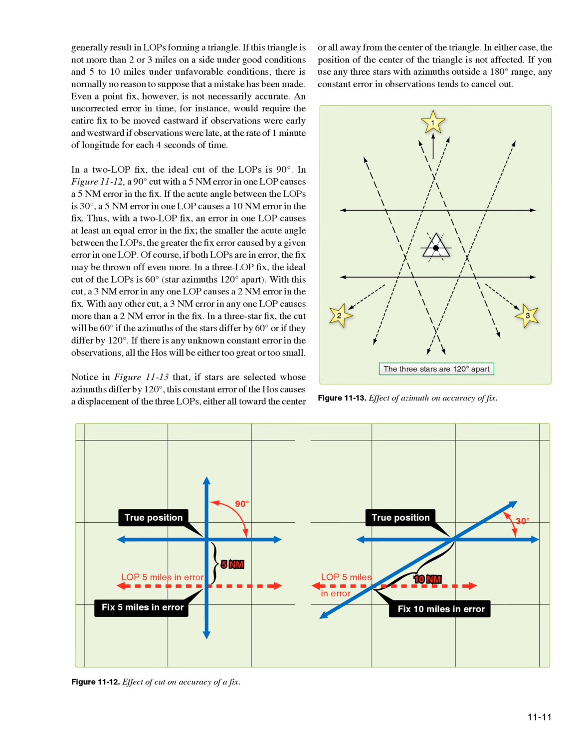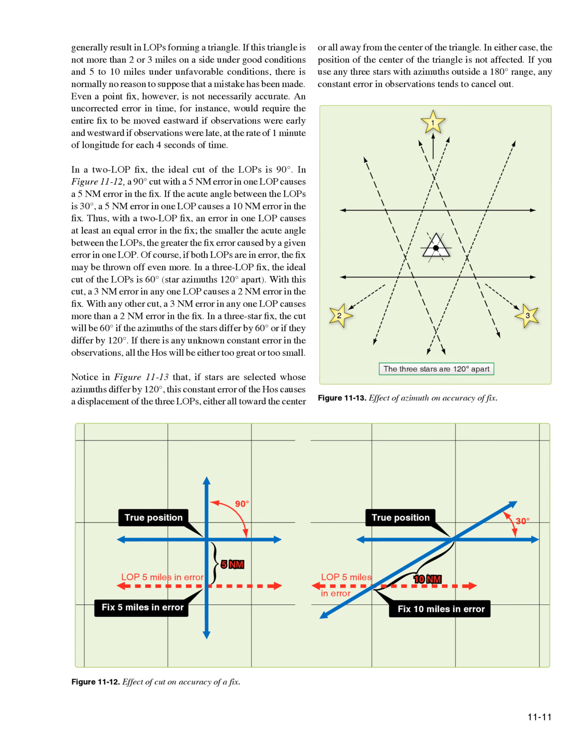In a 3-LOP fix, the ideal cut of the LOPs is 60 degrees, star azimuths 120 degrees apart. With this cut, a 3 nautical miles error in any one LOP causes a 2 nautical miles error in the fix. With any other cut, a 3 nautical miles error in any one LOP causes more than a 2 nautical miles error in the fix. In a 3-star fix, the cut will be 60 degrees if the azimuths of the stars differ by 60 degrees or if they differ by 120 degrees.